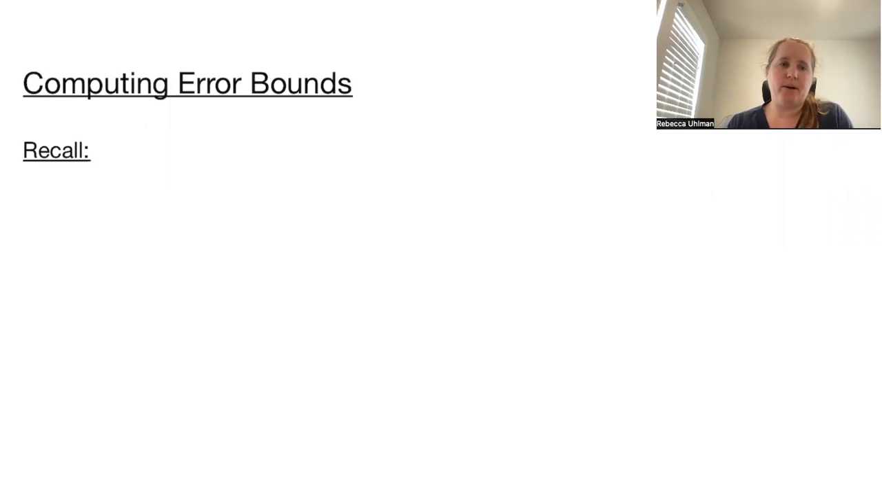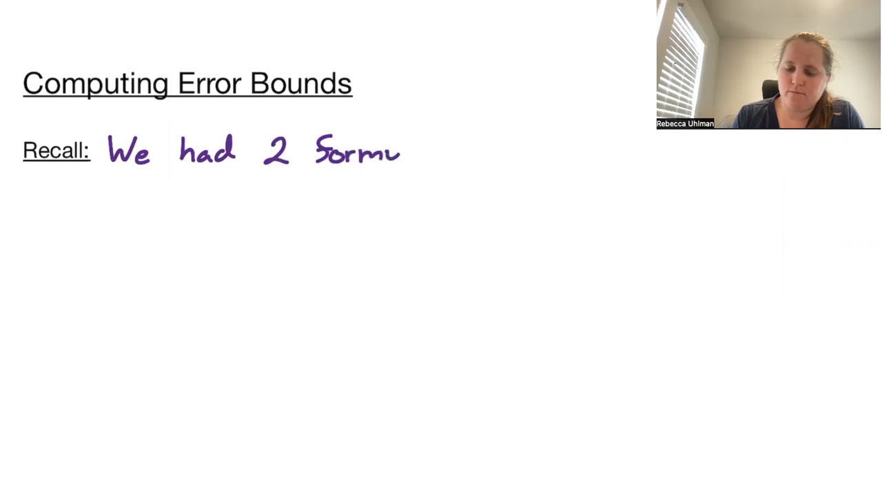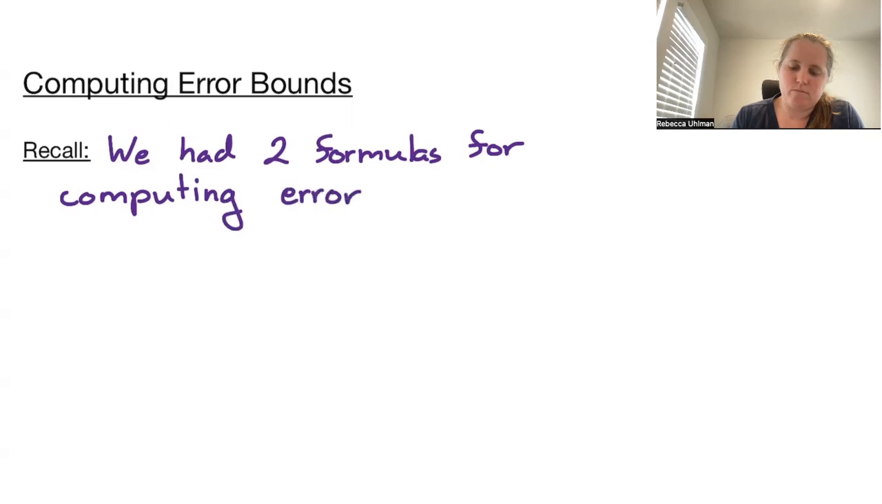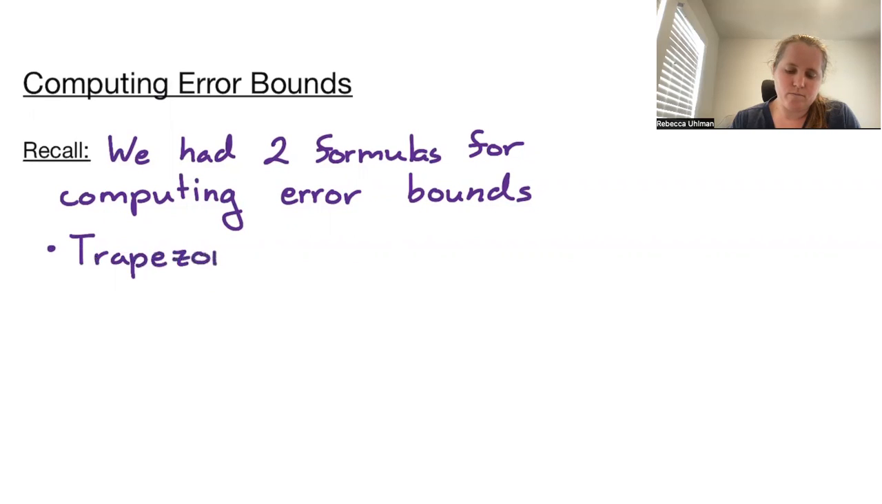Welcome to computing error bounds. So recall, we've had two formulas for computing error bounds. We had our trapezoidal rule formula. So the trapezoidal rule error bound.